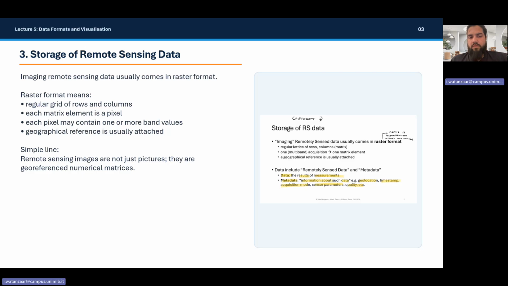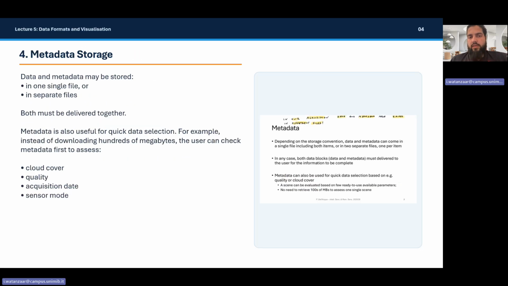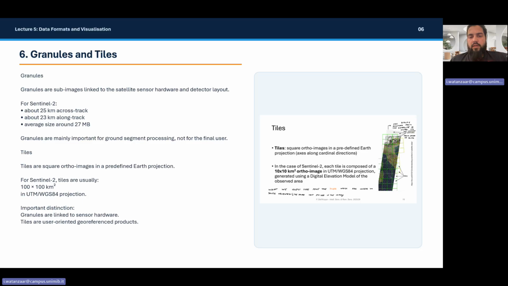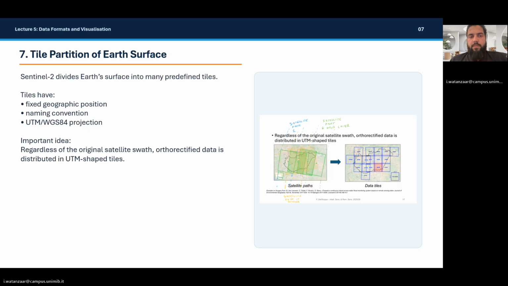This is one of the specific formats where this information is usually attached. Then we discussed metadata storage, which is either a single file or multiple files, and they should be delivered together. If one of them is missing, it's irrelevant and useless. The user can check the metadata first for the cloud coverage, the timestamp, quality, acquisition mode, sensor modes, and multiple settings. Then we discussed data take and data stripe, and the granules and tiles. In short, granules are sensor hardware oriented, and tiles are the user georeferenced product. Then we saw how the tile partition of the earth's surface works.